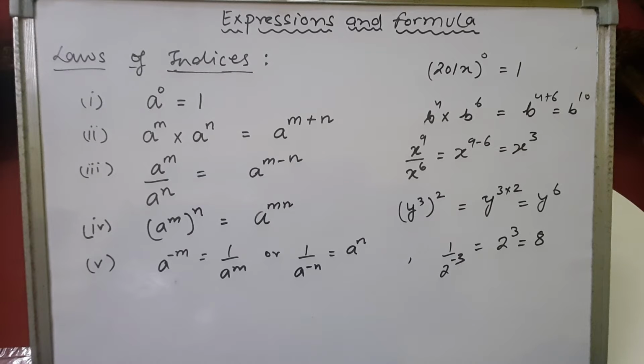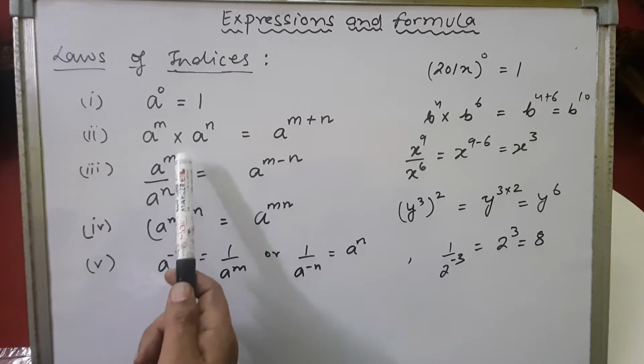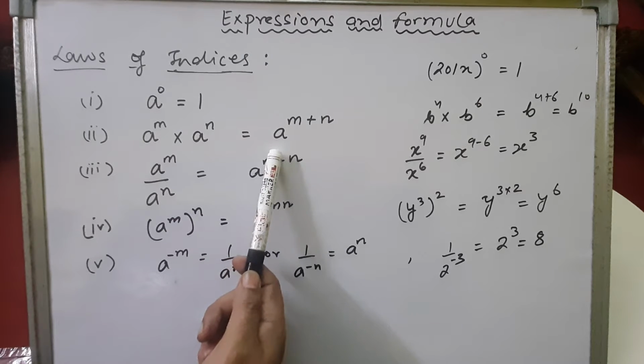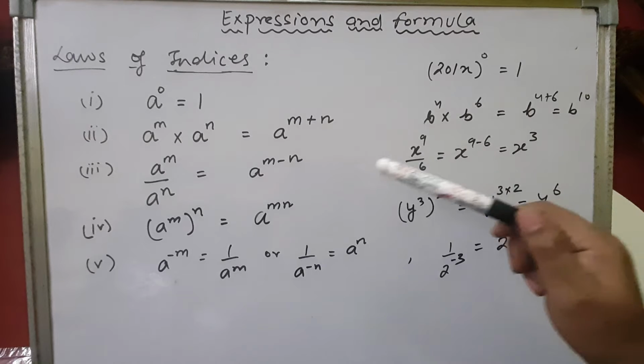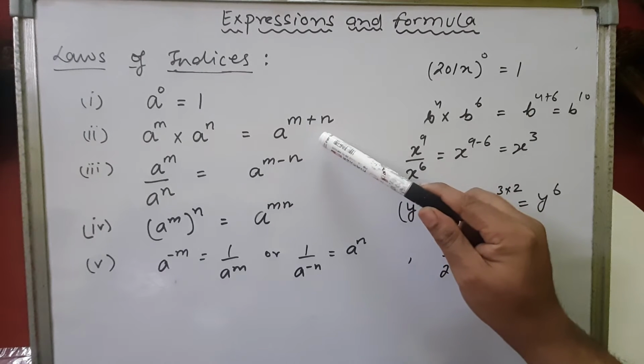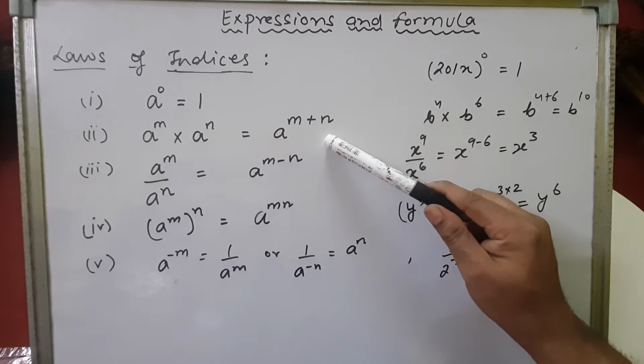See second law. Second law is written here, a to the power m into a to the power n is equals to a to the power m plus n. Now this means that whenever the base is same, children, we need to keep in mind that the base of the two terms must be same and they are in multiplication.